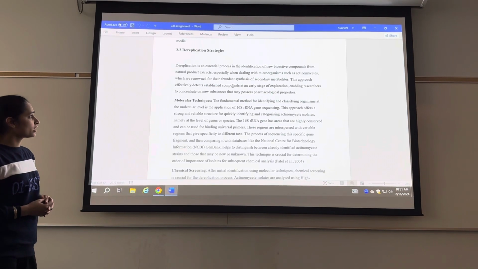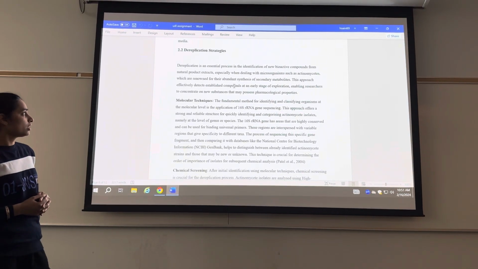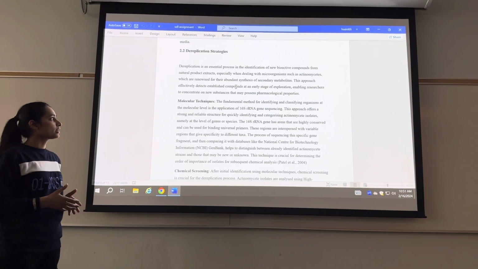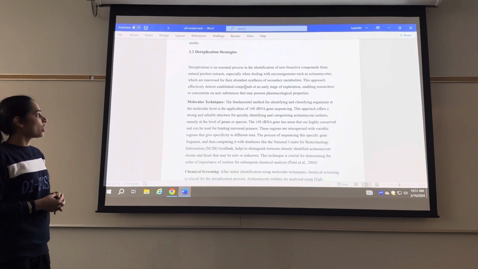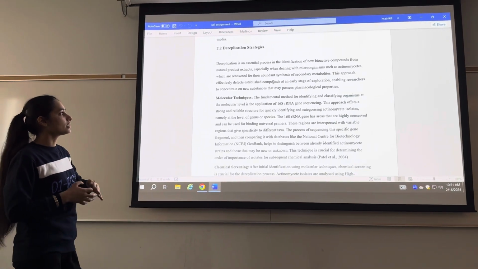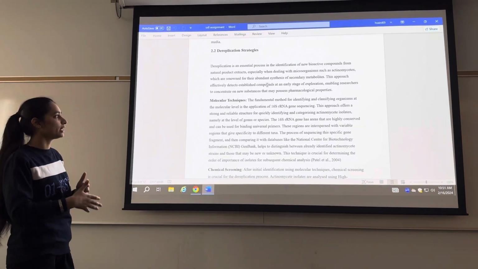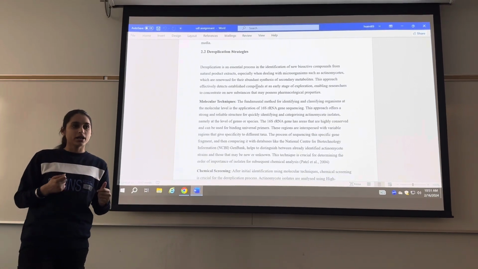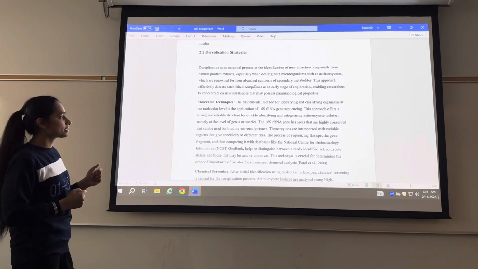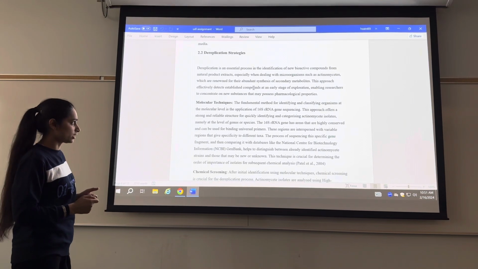So this approach is very useful to detect the compounds at the early stage of the exploration. Now we will discuss its molecular techniques, that is, how we will identify it with the help of molecular techniques. So we will identify it with the 16S rRNA gene sequencing technique.